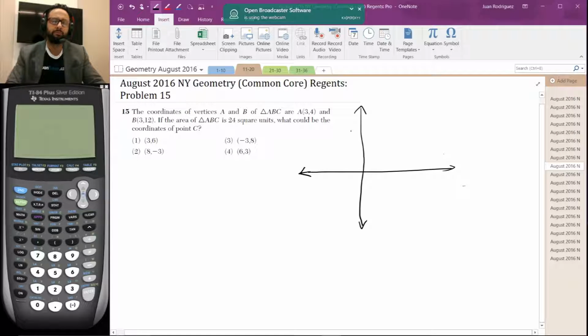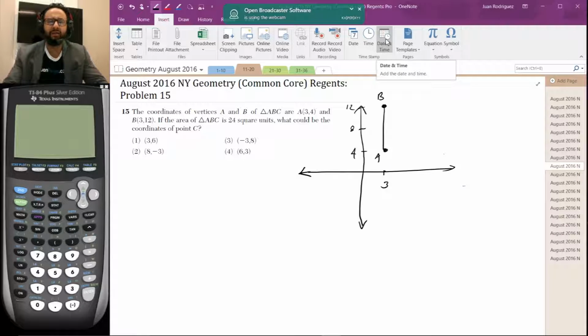One way we could go about this problem is brute forcing it: graphing the points. So (3, 4) is point A, and then (3, 12) is right here. That's point B. Then, one at a time, we plot these other points and actually calculate the areas of those triangles. If we get an area of 24, then that's the answer.